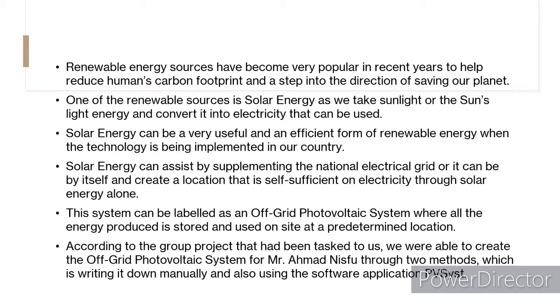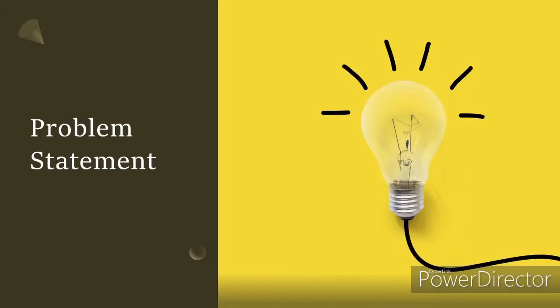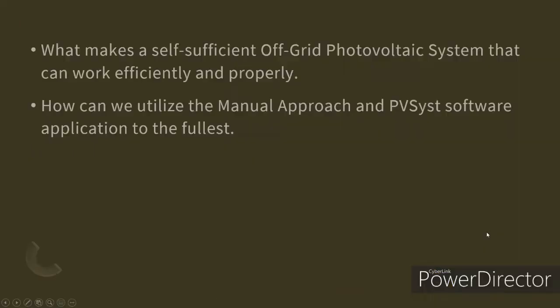According to the group project that had been tasked to us, we were able to create the off-grid photovoltaic system for Mr. Ahmad Nisfu through two methods, which are writing down manually and also using the software application BEV30303. Writing down manually had given us a general idea on the system, while using the BEV30303 had given us more in-depth information and analysis about the system that we have created for Mr. Ahmad Nisfu. In addition to that, now I shall proceed with the problem statement.